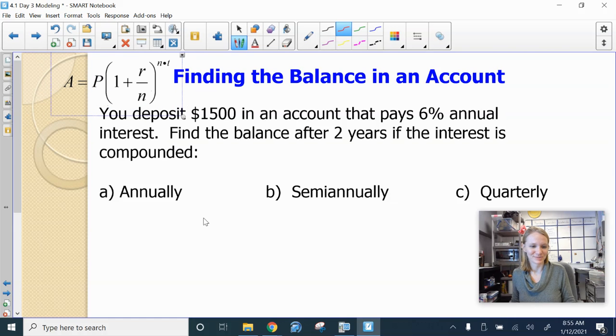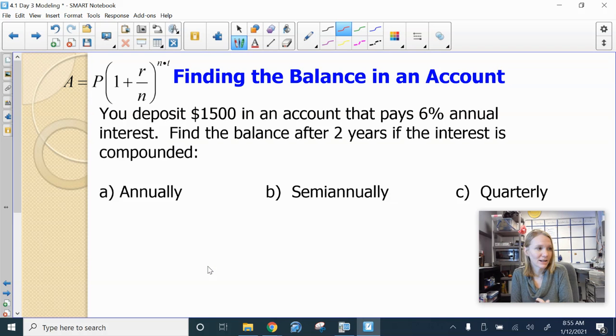Imagine that. Okay, so I just brought the formula along so that we could see it a little better because it's a big formula and there's a lot to remember. So it says here, you deposit $1,500 into an account that pays 6% annual interest.